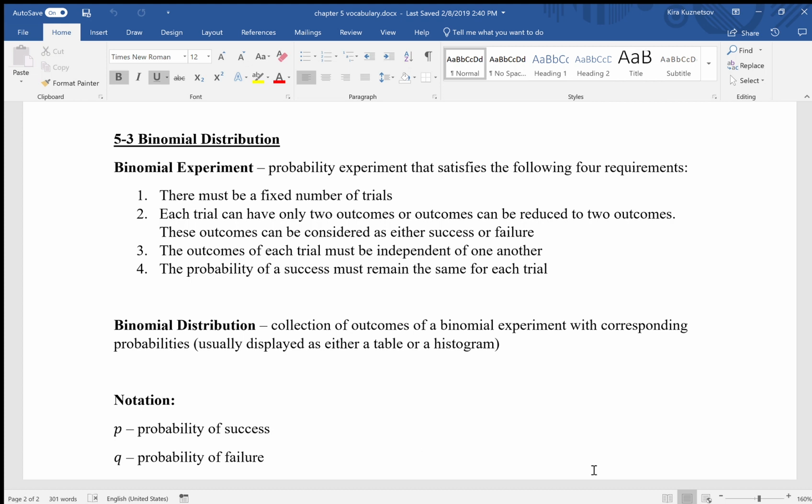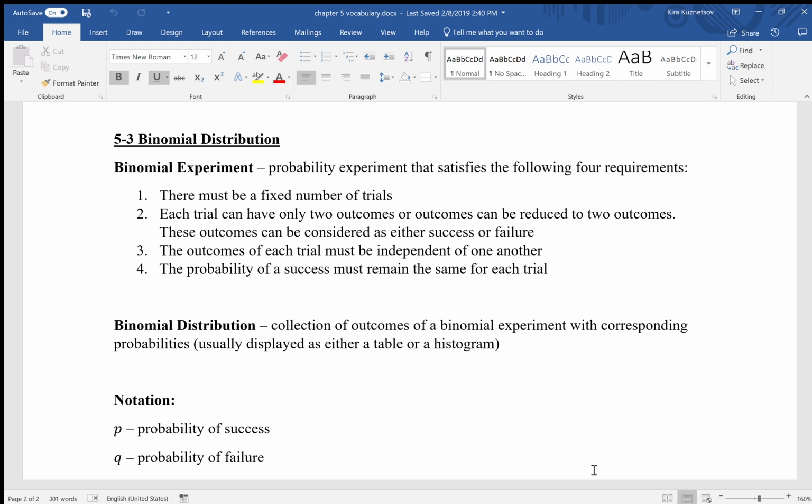This is a lecture on 5-3, binomial distribution. Before we define a binomial distribution, we need to talk about binomial experiment. A binomial experiment is a probability experiment that satisfies the following four requirements.